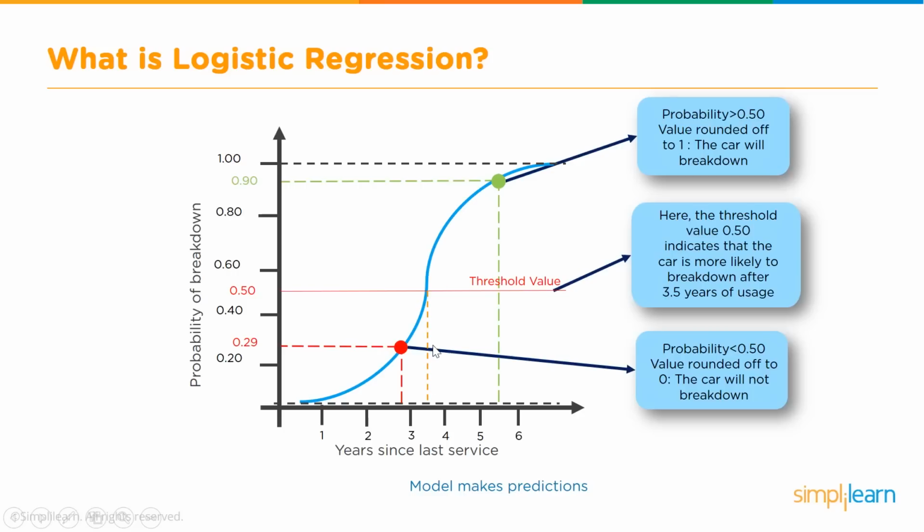So an output of, let's say, 0.8 will mean that the car will break down. So that is considered as an output of 1, and let's say an output of 0.29 is considered as 0, which means that the car will not break down. So that's the way logistic regression works.